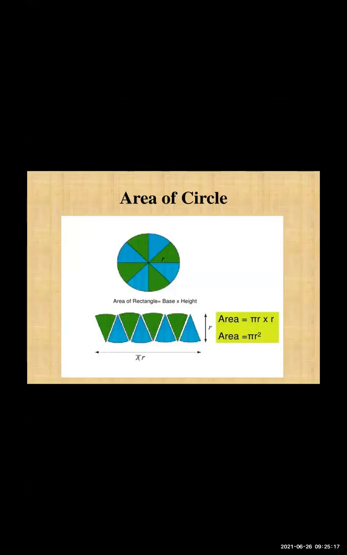Okay. Now how are we going to find out the area of a circle? If we take a circle and cut it into triangular parts, you can see the green and blue parts. If we cut the circle in such parts and arrange them properly, one up and one down, one up and one down.